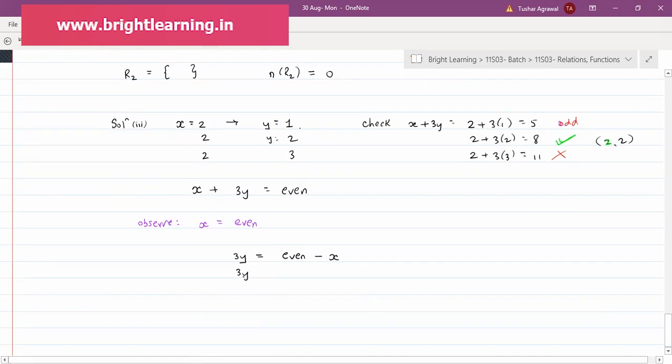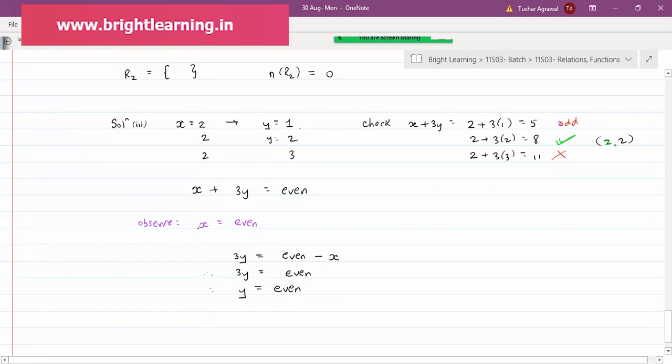So can I say that my 3y will be an even number? Because even minus even is even only. And when can 3y be even? This implies that y has to be an even number. Check for yourself: 3 into y can be even only if y is even. If y is odd, then the story fails. So y has to be even.